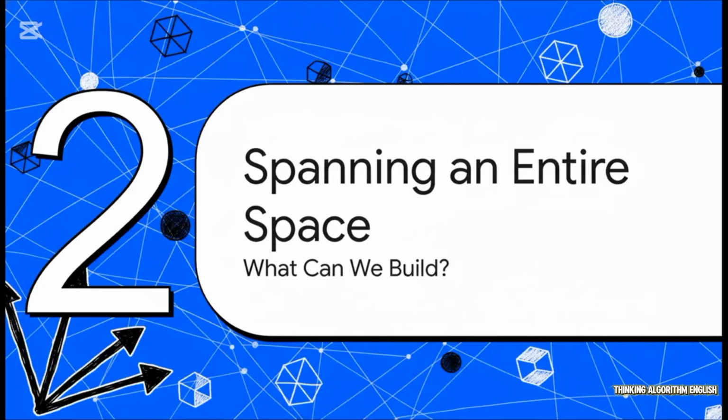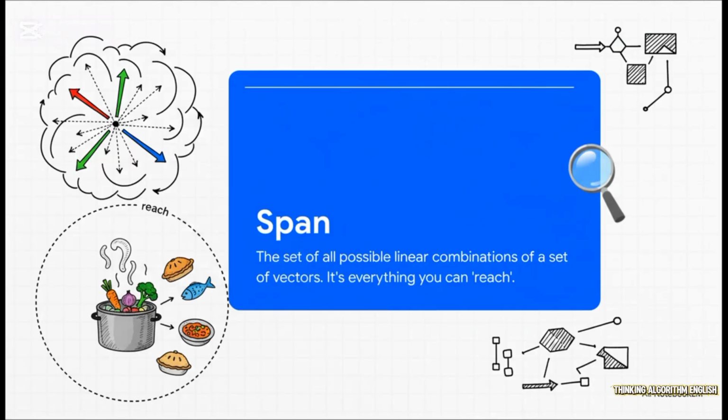So, we figured out how to pick out our essential non-redundant vectors. The next logical question is, what can we do with them? What kind of universe can we build using just these pieces? And this leads us to the idea of a span.